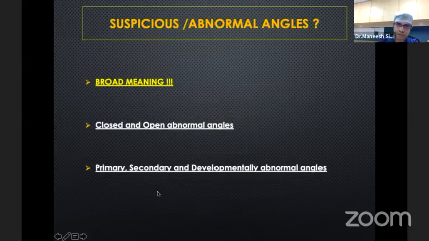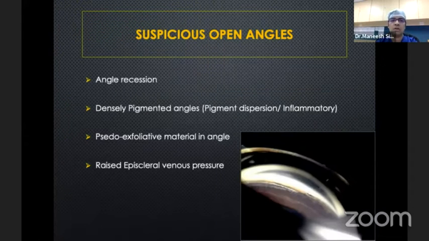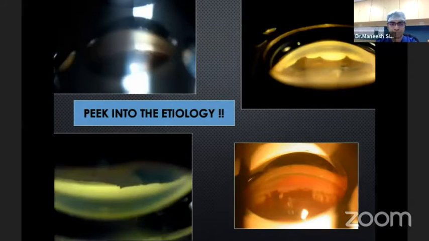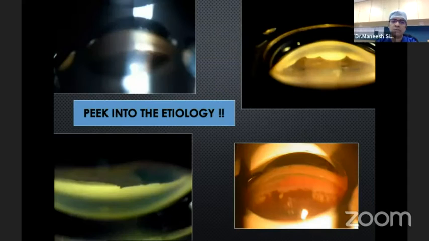I'll just very briefly give an overview about how to manage angle suspects, or rather how to deal with angle suspects. Angle suspect per se is a very broad term. It can be an open angle suspect or a closed angle suspect, but we'll be focusing primarily on primary angle closure suspects. Gonioscopy, as we all know, is very, very important, and a proper gonioscopy can give you very important insight into the etiology of disease also.